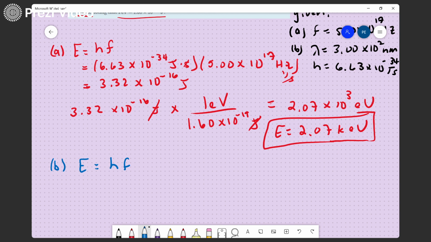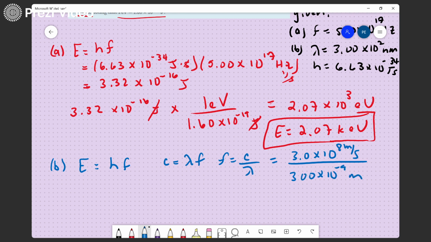The way we find the frequency is from this equation that we talked about last class, where the speed of light is equal to lambda f. Okay, so you may have seen that before. So that means that the frequency is equal to c over lambda. So what I'm going to do first is just solve for this frequency. So that's 3 times 10 to the 8th meters per second divided by lambda, which is 300 times 10 to the negative 9 meters.